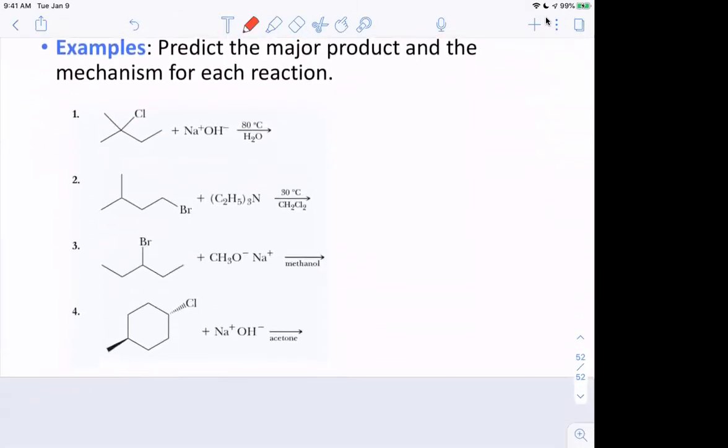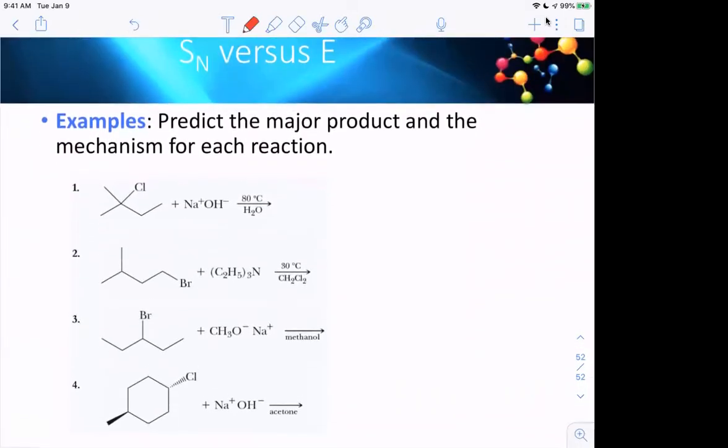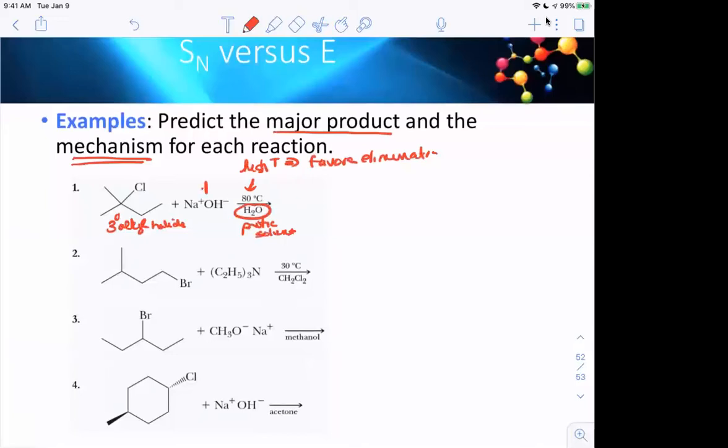So here's some examples, and this is where we're going to end this chapter. I want to predict the major product and the mechanism. So this is a tertiary alkyl halide. This is a protic solvent. High temperature favors elimination. And this is a really strong base, which is a good nucleophile.